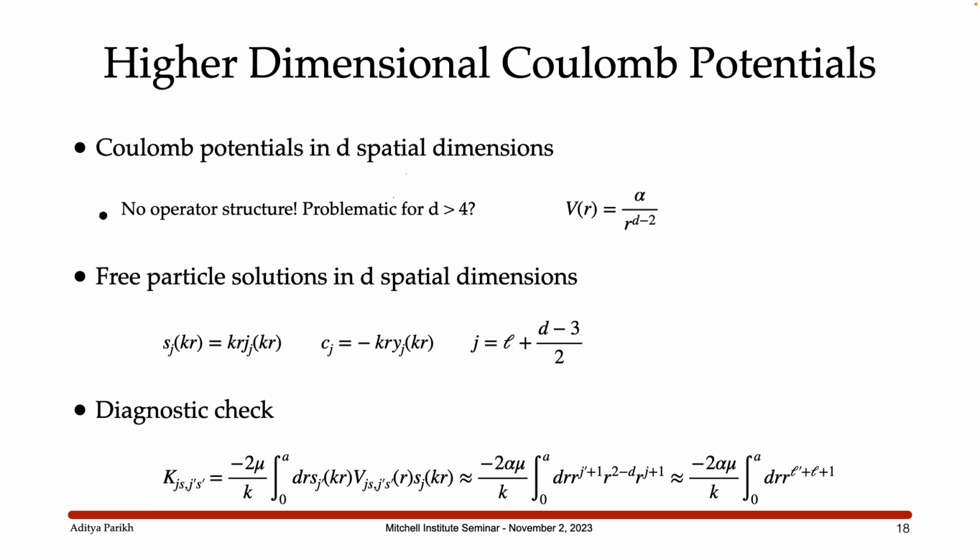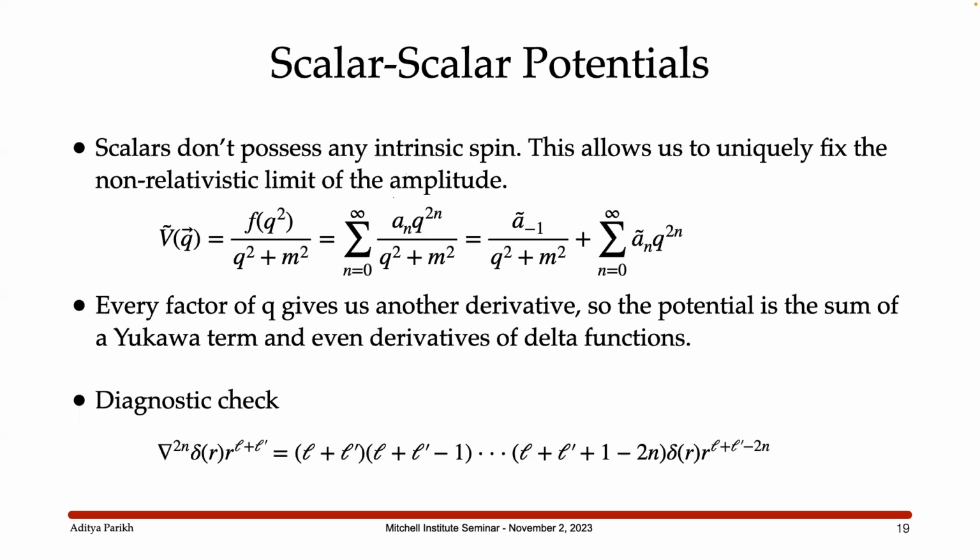All right, so the last example that I'll talk about is the scalar-scalar case, because scalars are nice. They don't have spin, so you can actually uniquely fix everything for the scalar case. So if you just take the non-relativistic limit of the amplitude, what you end up finding is that you get a piece that scales like the Yukawa term, and then everything else is just going to be delta functions or even numbers of derivatives of these delta functions. So as promised earlier in the talk, I mentioned that I threw away the delta function terms for the pseudoscalar potential, and part of it is because I was going to talk about them here.